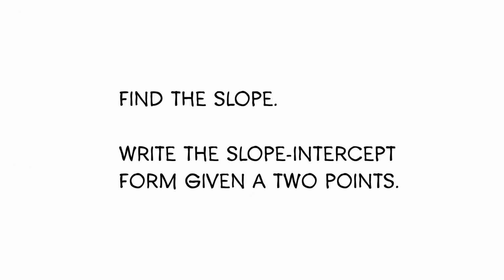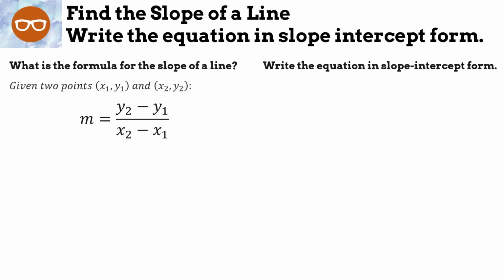Find the slope, and then write the slope-intercept form given 2 points. What is the formula for the slope of a line? The formula for slope of a line, when we're given 2 points, is m equals y sub 2 minus y sub 1 over x sub 2 minus x sub 1.